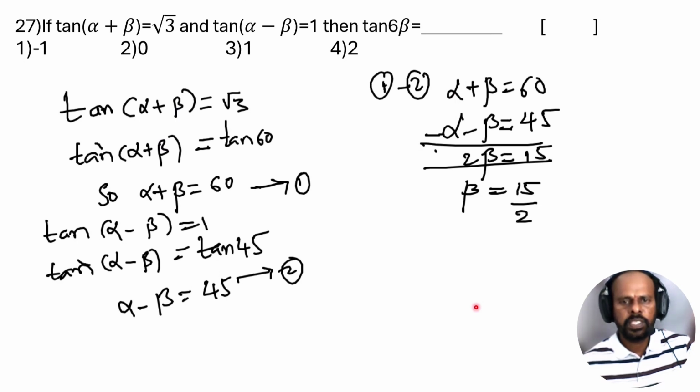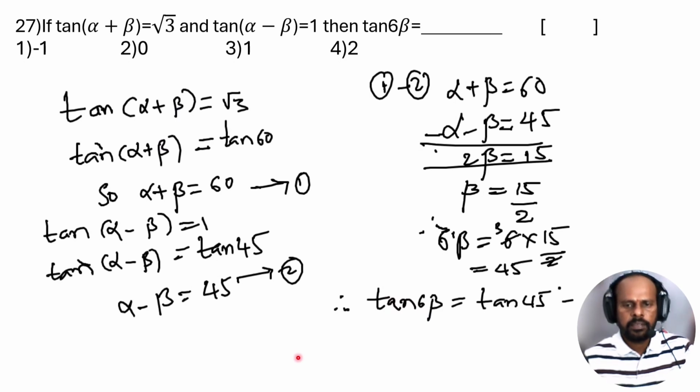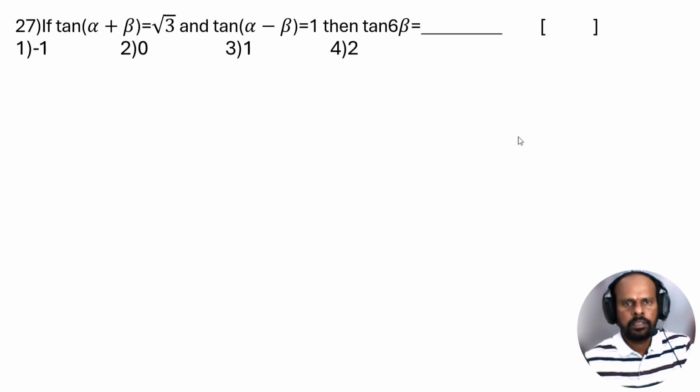So the question asks to find the value of tan 6 beta. So 6 beta equal to 6 into the beta value, we got 15 by 2. So this becomes 15 threes are 45. So 6 beta equal to 45 degrees. Let us find tan 6 beta equal to tan 45, that is 1, and the option is 3.